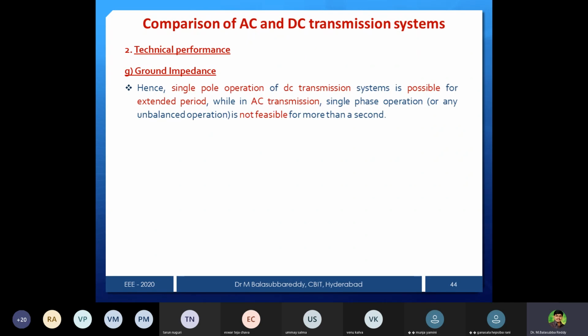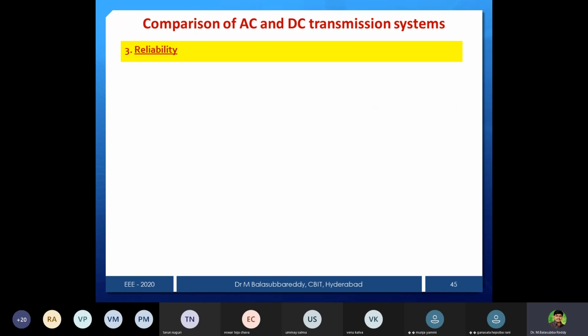Whatever we discussed previously, technical performances, all these things you will write. And then we'll move on to reliability. It is a very blind way to explain, but HVDC transmission is going to be more reliable when compared to any other system performance.